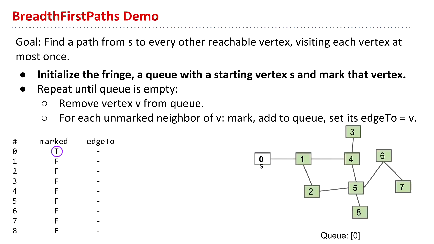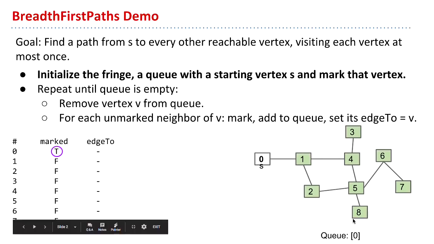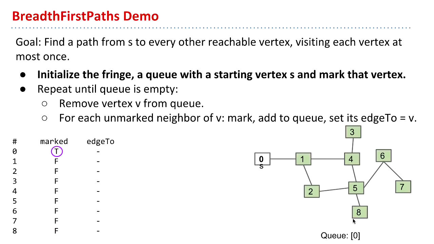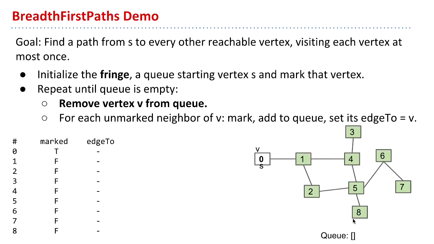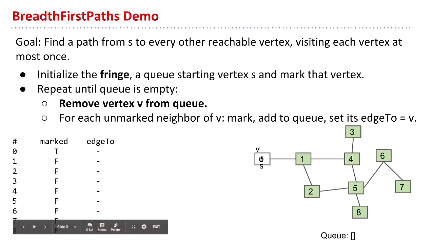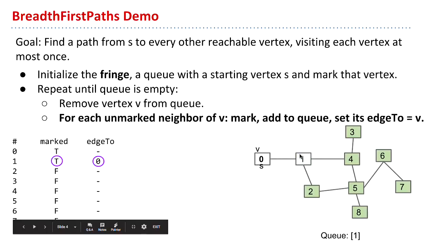So we take S, we put it in the fringe, and it moves up just a little for fun because of Google Slides, and now it's marked. So this is the whole world that we're thinking about exploring. We'll take 0 out of the queue, and then we'll consider each of its neighbors. Right now, 0 is the active vertex. And what are its neighbors? Only 1. So we add 1 to the queue.